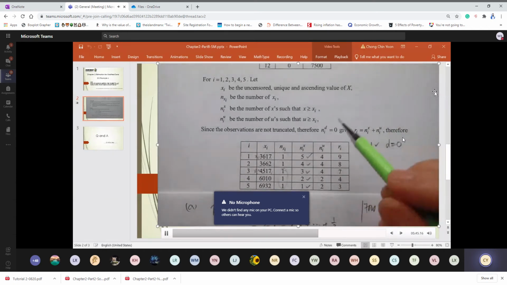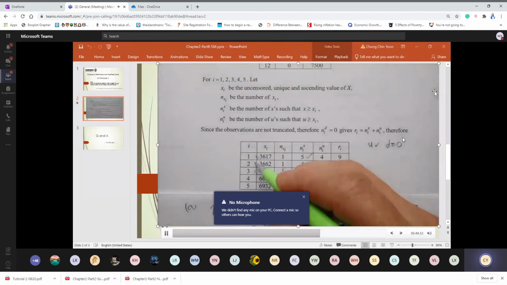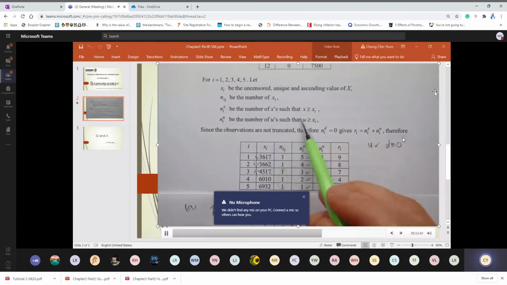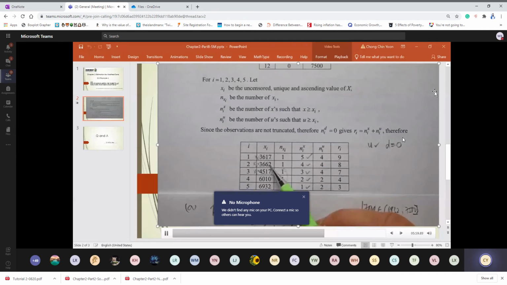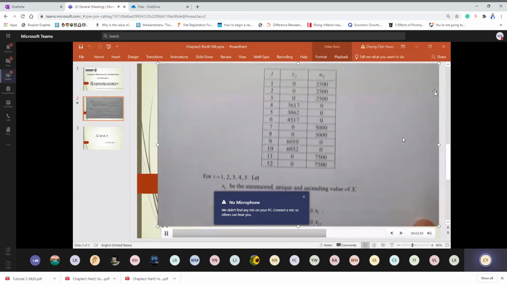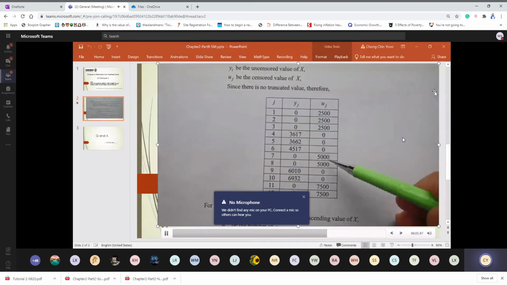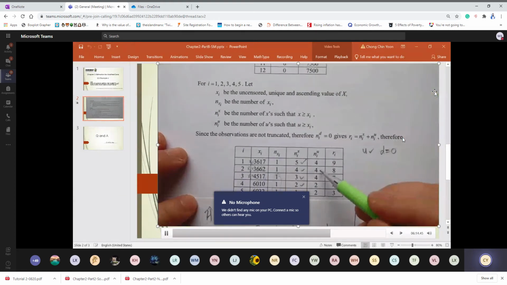Next, we calculate the conditional n_u_i. Say I choose my x2. So how many u values are more than or equal to 3662? From the question just now, we have 1, 2, 3, 4 which are more than 3662. Therefore, we have 4.